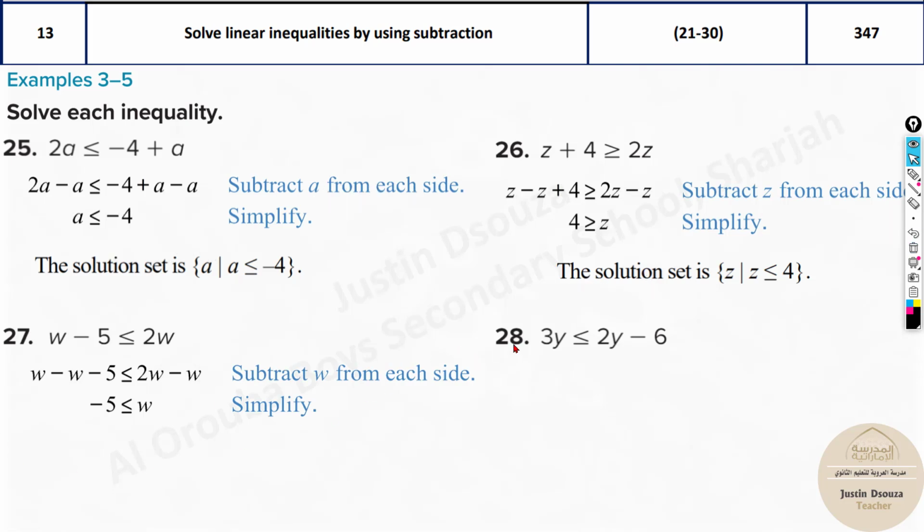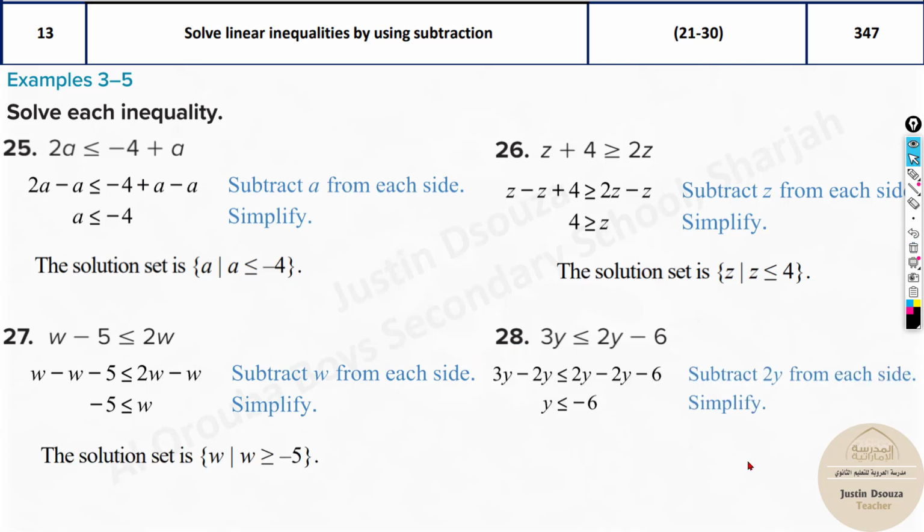And similarly, please do the other problems by yourselves. They are very simple and straightforward. This is it. You can see each step is there, but always the best thing would be to keep the bigger number at the same side, move the smaller number to the other side.